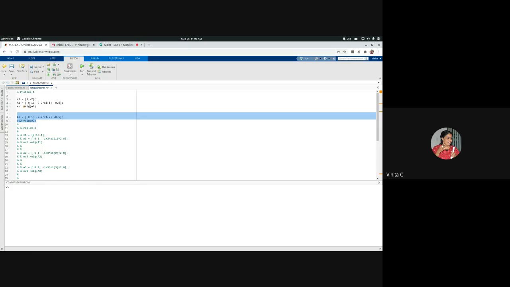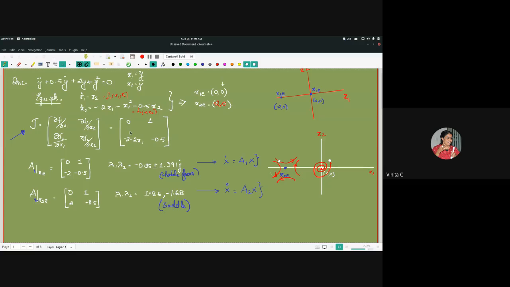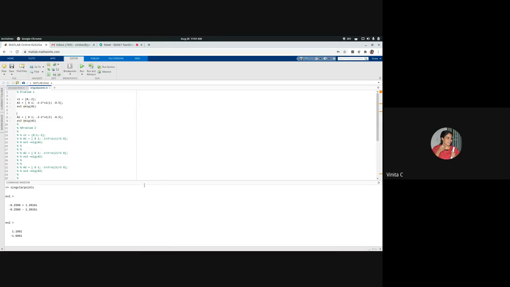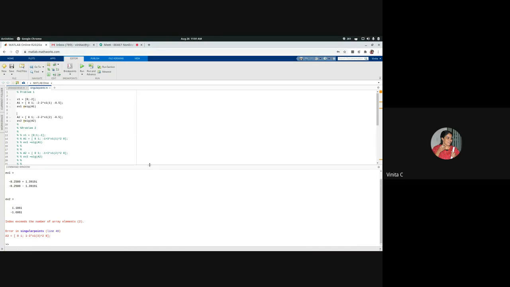That is A1 എന്ന് പറയുന്നത് 0, 1, -2, -2x1. അതല്ലേ നമ്മുടെ A1, A2. 0, 1, -2, -2x1, -0.5. അതാണ് നമ്മുടെ ജാക്കോബിയൻ മെട്രിക്സ്. അതിൽ എന്താ ചെയ്തേക്കുന്നത്, x1 in the 0 value substitute, x1 in the -2 values substitute. So I am trying to find out the eigenvalues of the system. Eigenvalues just on the plot.